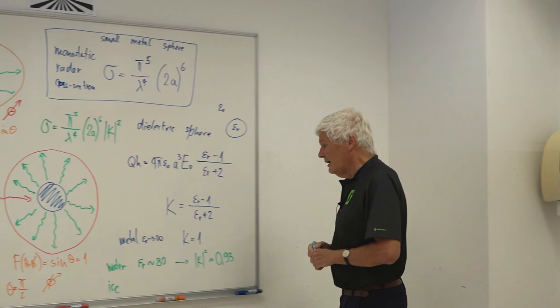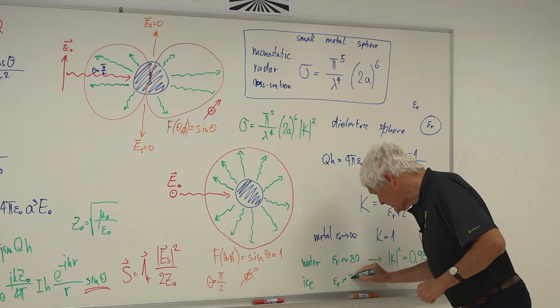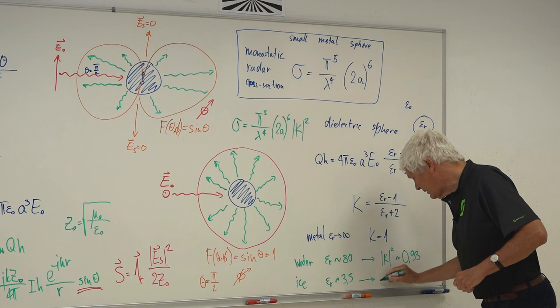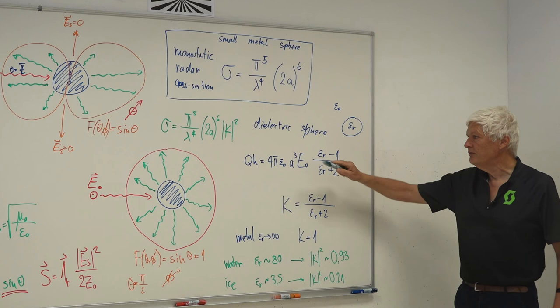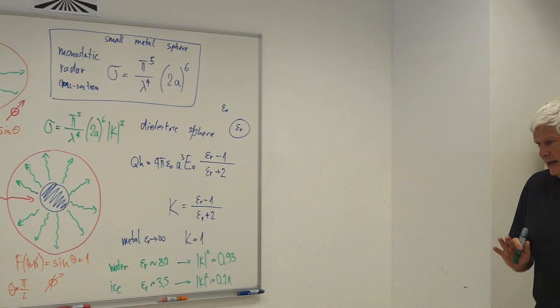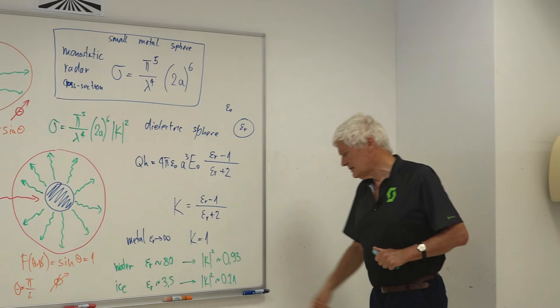But for ice, the permittivity of ice is around 3.5. And this K squared is equal to 0.21. So this dielectric factor is much smaller for ice. But for water it is almost as if we had metal. For ice, this is 5 times smaller, a 7 dB difference from ice.